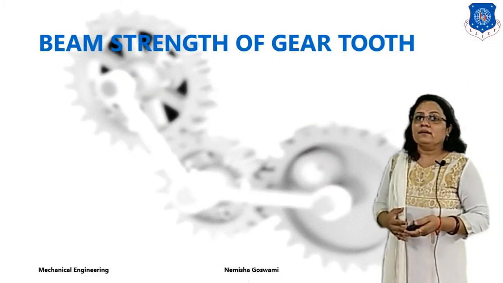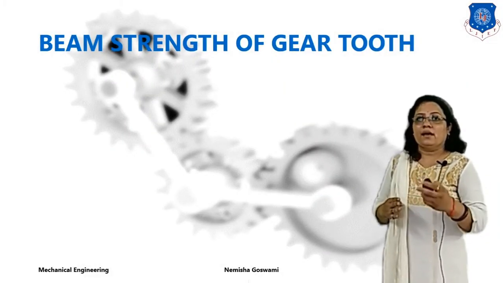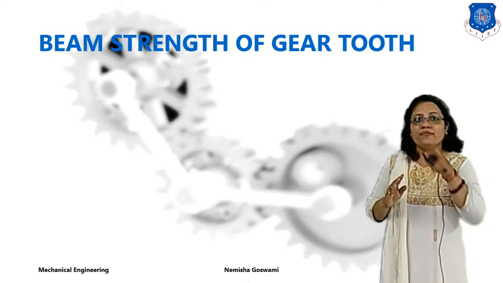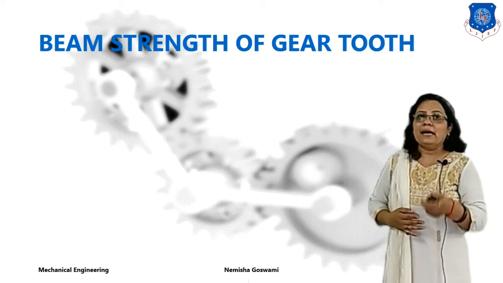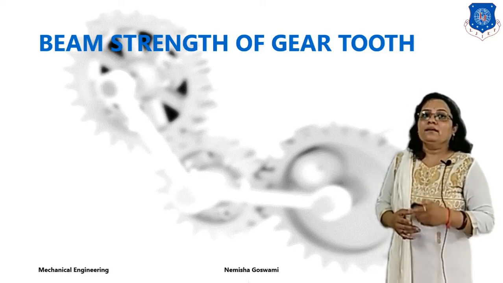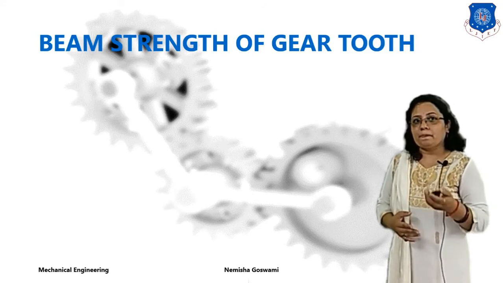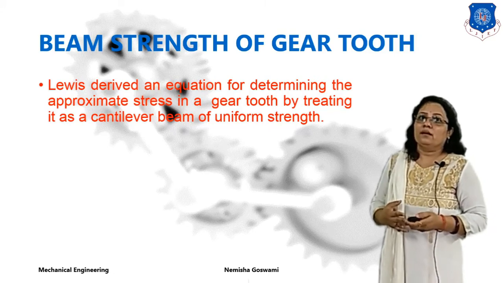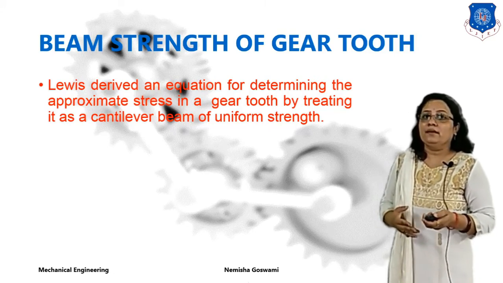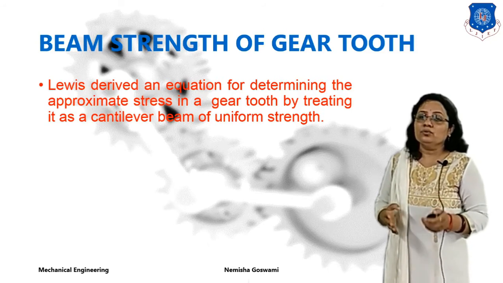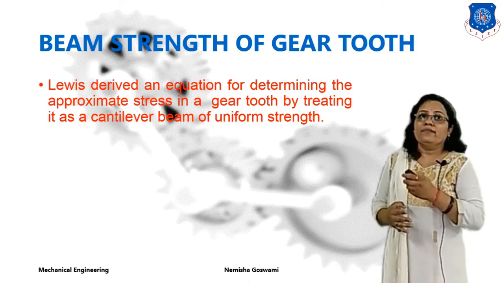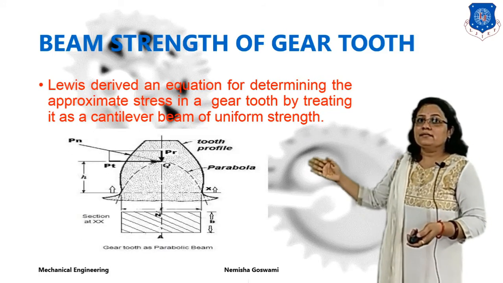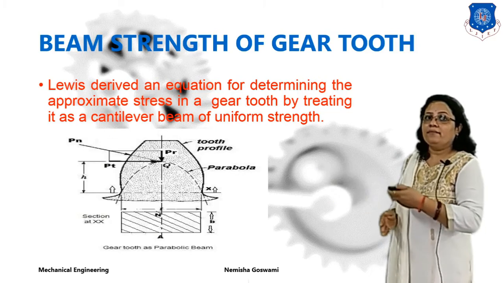We know that when a tooth is in contact with another tooth of a gear, the upper portion of the tooth is free and the lower portion is fixed. That's why Lewis considers the gear tooth as a cantilever beam. Lewis derived an equation to determine the approximate stresses in a gear tooth by treating the tooth as a cantilever beam of uniform strength. Here you can see the tooth which we have drawn.